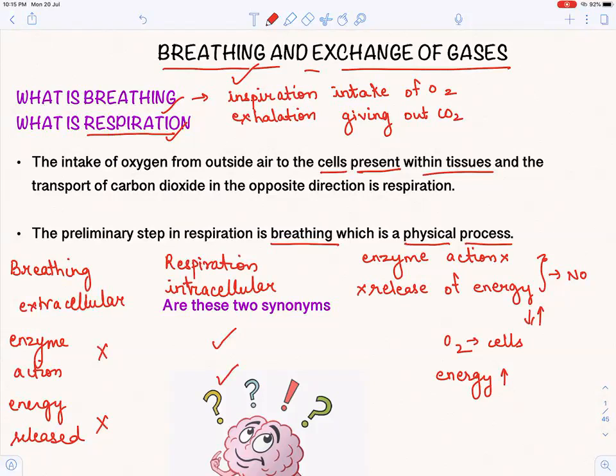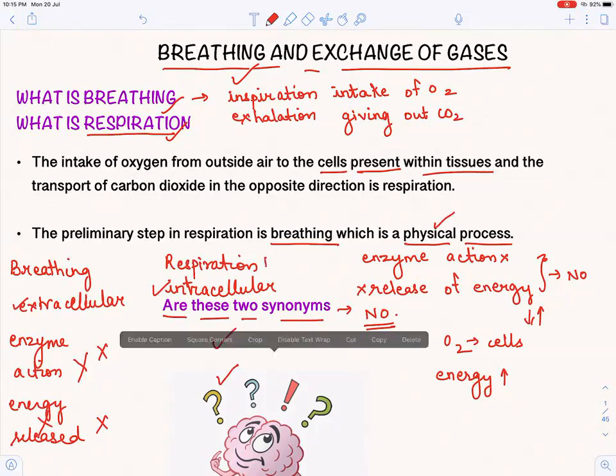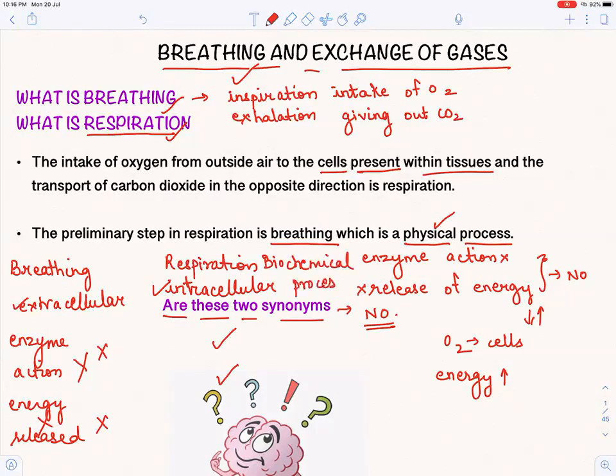So now if someone asks you, are these two terms synonyms? Obviously, now you know that the answer is no. These two terms are not synonyms, because you know the differences. Breathing is an extracellular, physical process. It just involves intake and removal of gases. No energy is released and there is no action of enzyme. Whereas respiration is an intracellular process, and you can also say that it is a biochemical process, right? So now you know what is breathing and what is respiration.